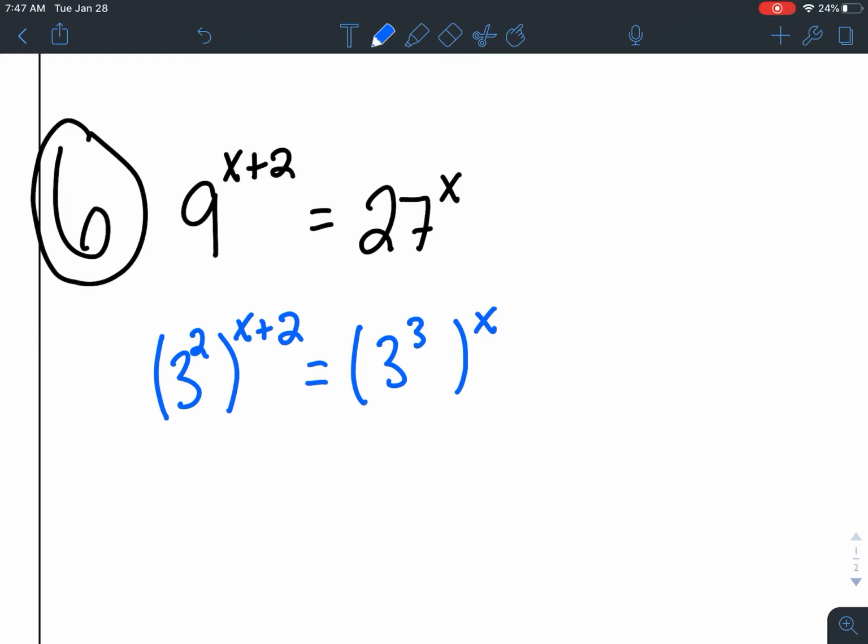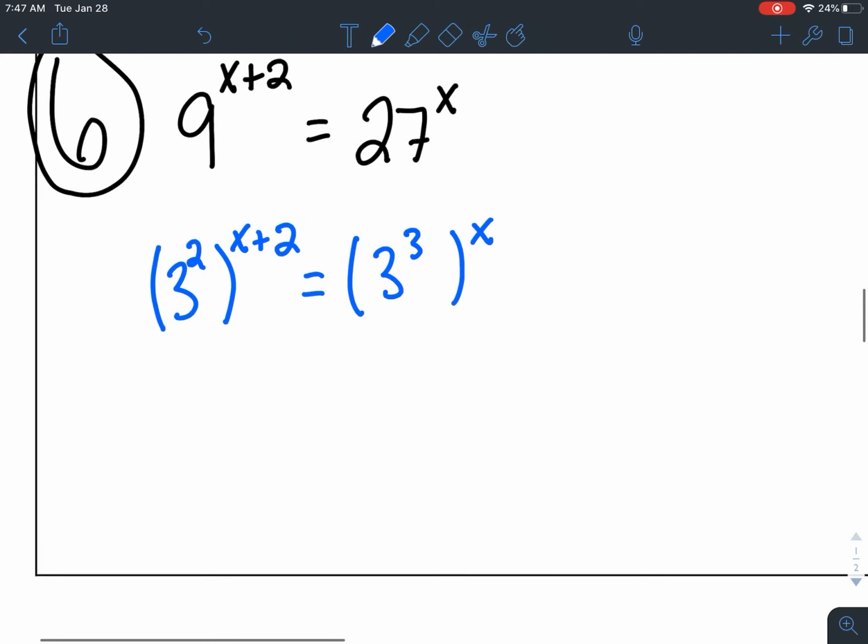So now that I have them both as the same base, I'm going to simplify their exponents first and then set them equal to each other. Here I use my power rule again because I have an exponent being raised to another exponent power, so I have to multiply my exponents. On the right side, which is the easier one, I just multiply 3 times x. On the left side, I have to multiply 2 times x plus 2.